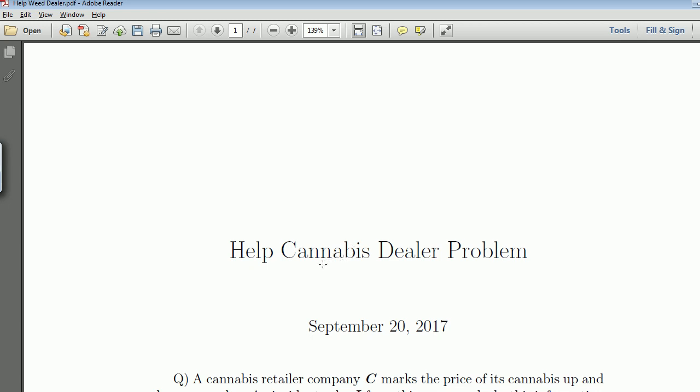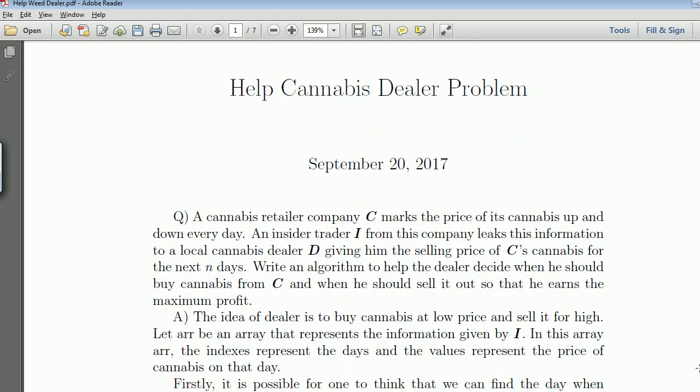This is the Help Cannabis Dealer Problem. So the problem statement is, a cannabis retailer company C marks the price of its cannabis up and down every day, which means that today if the price is $10, then tomorrow could be more than 10 or less than 10. And for example, tomorrow if it's more than 10, and assume that the price is 15, then day after tomorrow it could be more than 15 or less than 15, and so on.